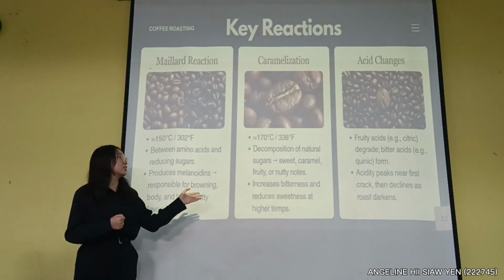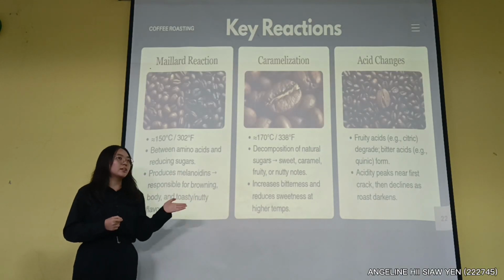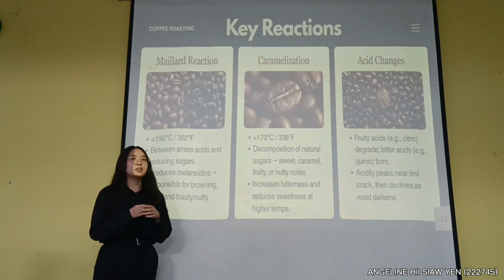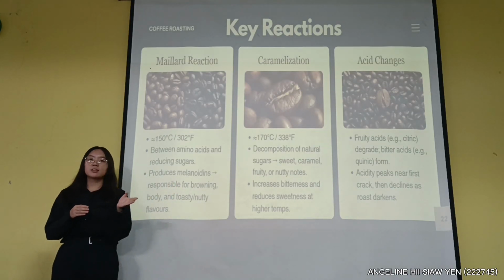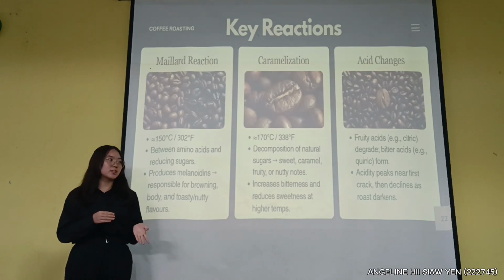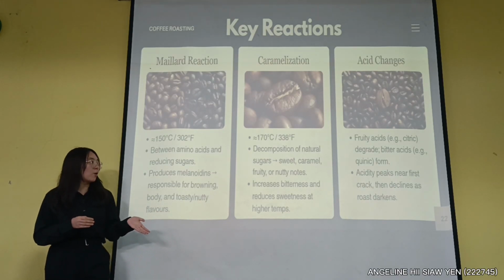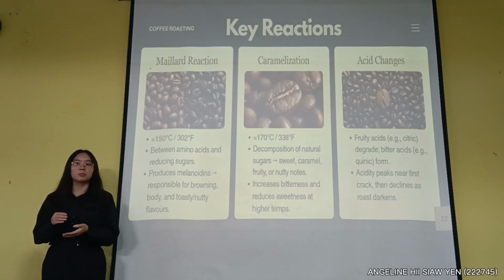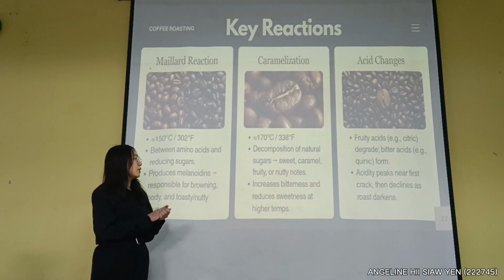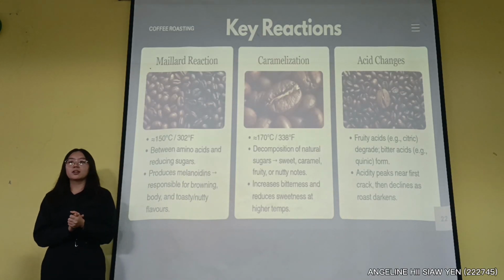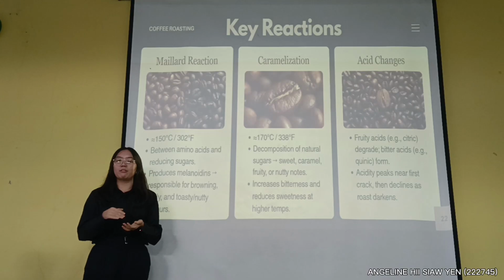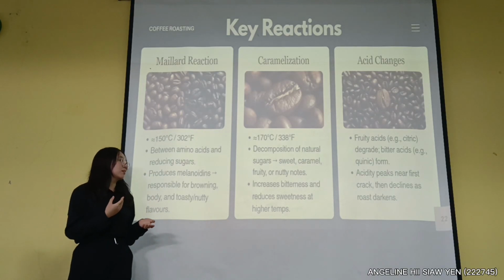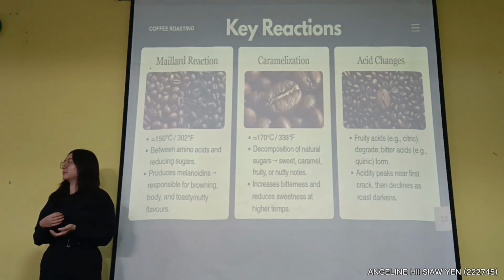And finally, there are the acid changes. Inside the beans, there are many acids, for example, fruity acids like citric acid. The light roast will keep those fruity acids, while the dark roast might break them down into more bitter acids, for example, quinic acid. So that's why the light roast has a bright and fruity taste. However, the dark roast tastes bold and also bitter.